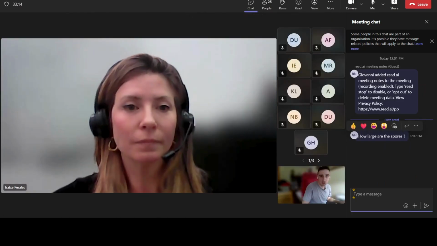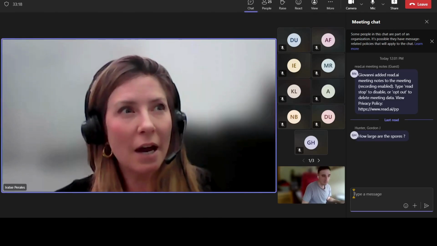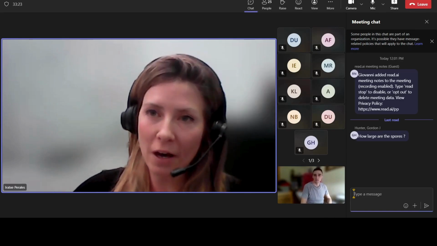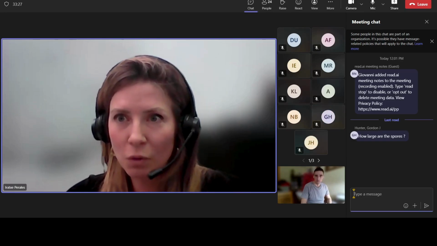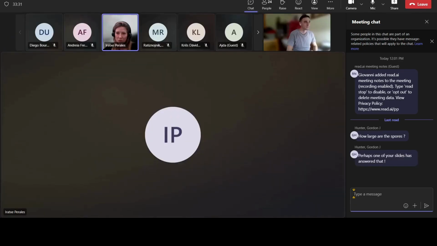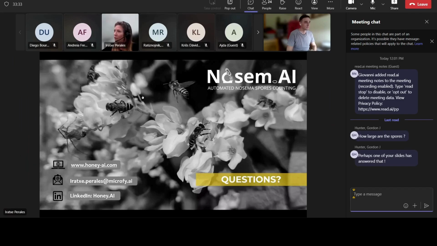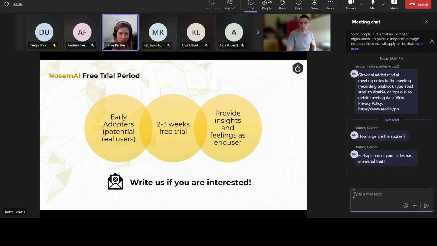He asks how large the spores are. The spores are, I think, from 3.5 microns up to 7. Let me show you again. Maybe it's too small. Here are the sizes.